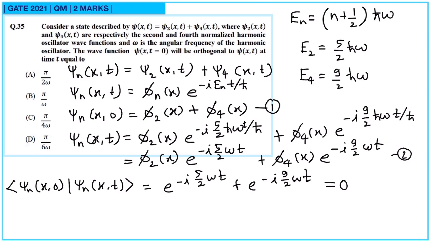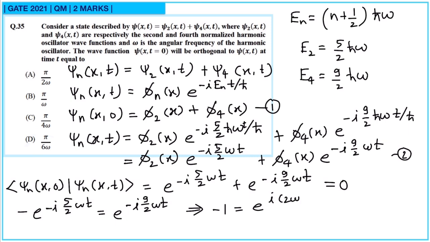Now let us take one term to the other side. So this is equal to minus e raised to minus i 5 by 2 omega t, that will be equal to e raised to minus i 9 by 2 omega t. That will give us minus 1 is equal to e raised to i 2 omega t. We also know that minus 1 is equal to e raised to i pi. So by comparing these two, we will get 2 omega t is equal to pi, and that will give us t is equal to pi by 2 omega, which is option A.